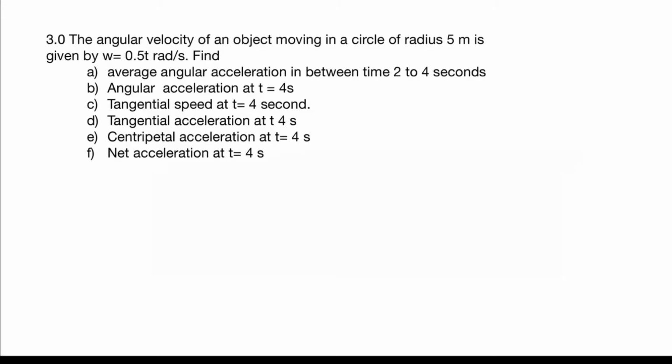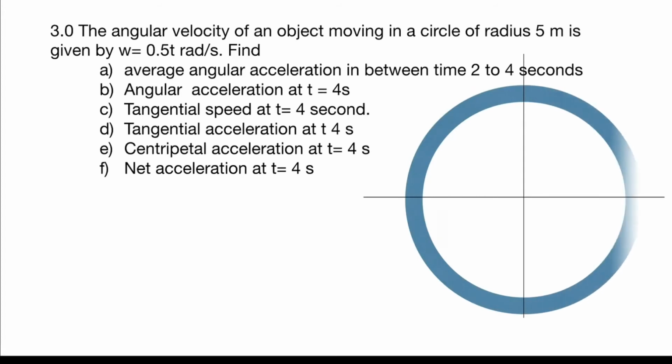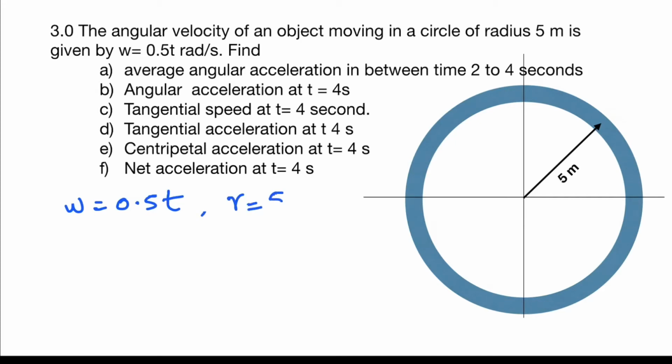The angular velocity of an object moving in a circle of radius 5 meters is given by omega equals 0.5 t radians per second. So here omega is not constant, it's changing with time. So here is the path in which an object is moving. Its radius is 5 meters. Now we have the information that the angular velocity is 0.5 t radians per second and the radius r is equal to 5 meters. The average angular acceleration alpha is given by the change in angular velocity divided by the time duration.